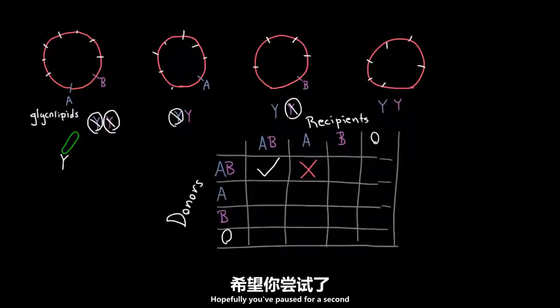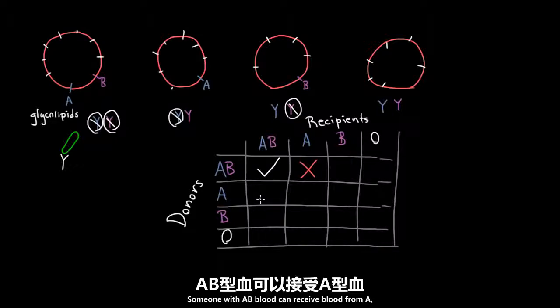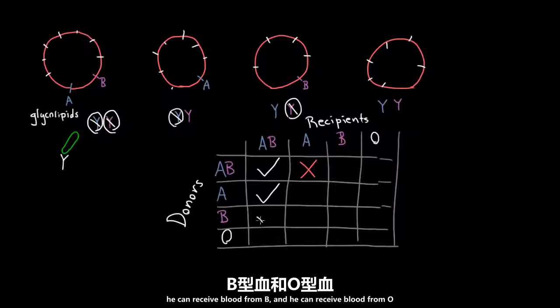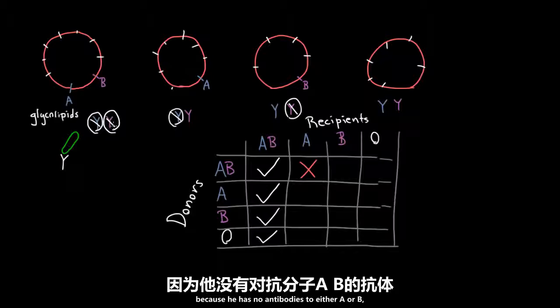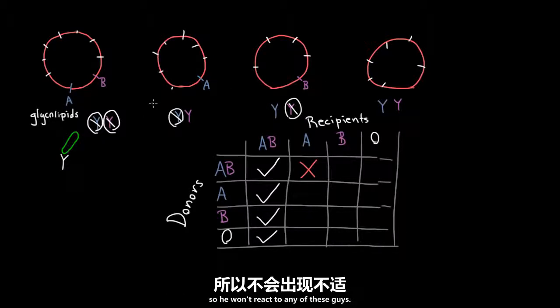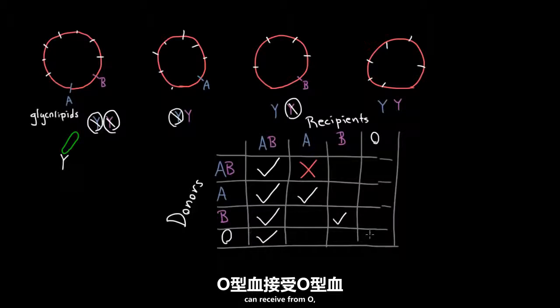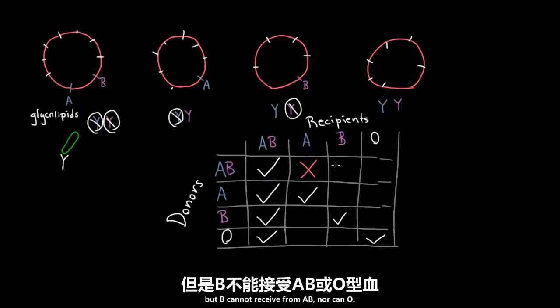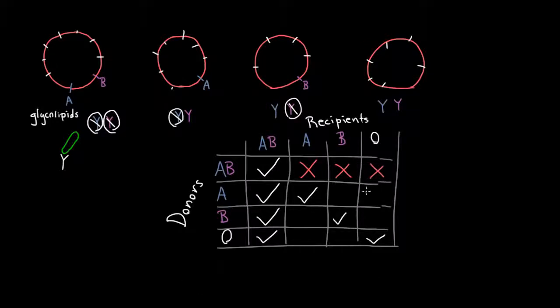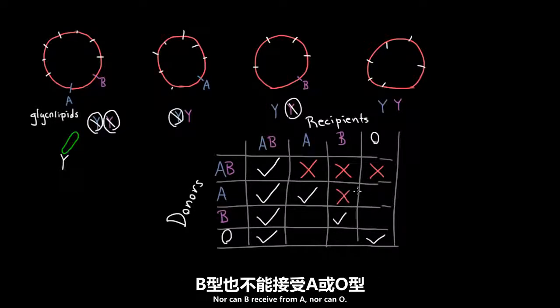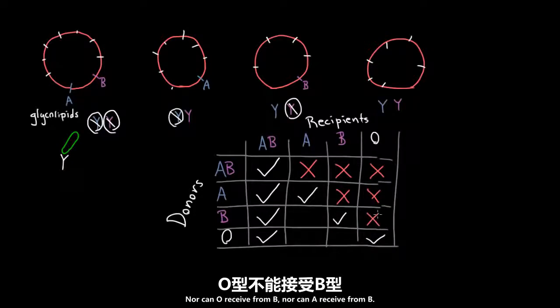Okay, so hopefully you've paused for a second and tried to fill in the rest of the table, and now we'll fill it in together. So someone with AB blood can receive blood from A, he can receive blood from B, and he can receive blood from O, because he has no antibodies to either A or B, so he won't react to any of these guys. Now likewise, someone with type A blood can of course receive from A, B can receive from B, O can receive from O, but B cannot receive from AB, nor can O, nor can B receive from A, nor can O receive from B, nor can A receive from B.